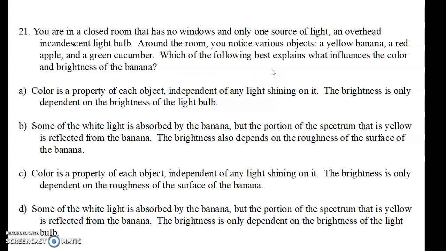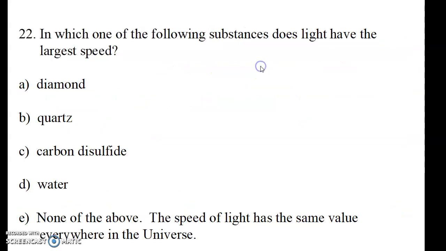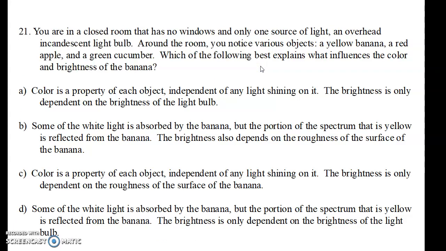Okay. 21. You are in a closed room with no windows, only one source of light, an overhead incandescent bulb. Around the room, you notice various objects: a yellow banana, a red apple, a green cucumber. Which of the following best explains what influences the color and brightness? And of course, the answer there is B. Some of the white light is absorbed by the banana, but the proportion of the spectrum that is yellow is reflected. So for each one of them, the color that you're seeing is what is reflected by that one, and the rest are absorbed by that one, right? So the answer is 21B.